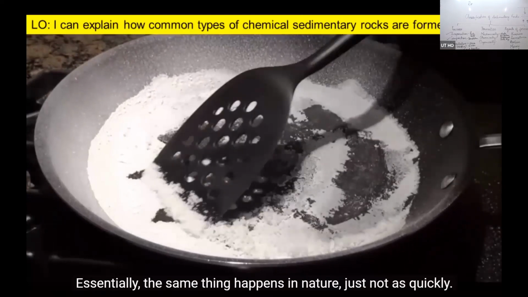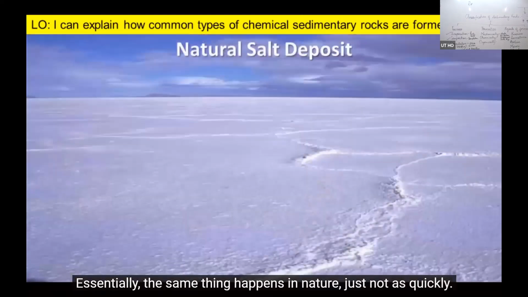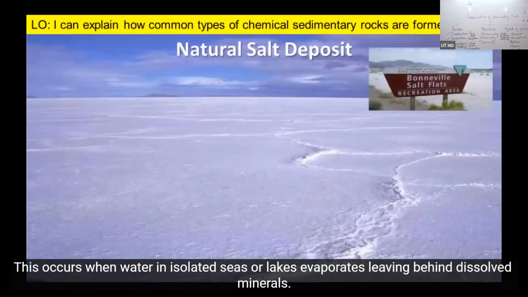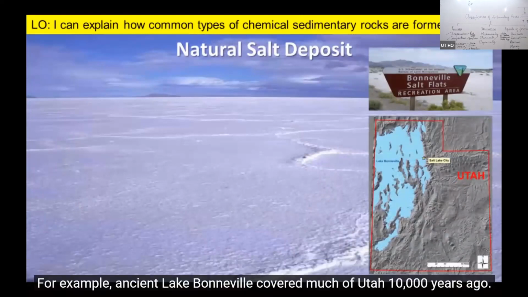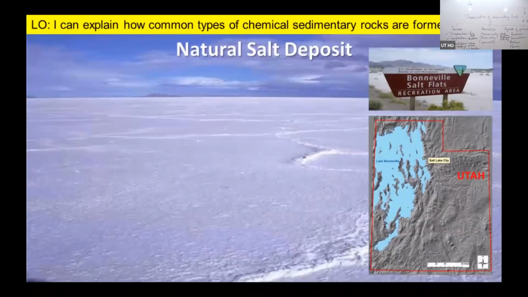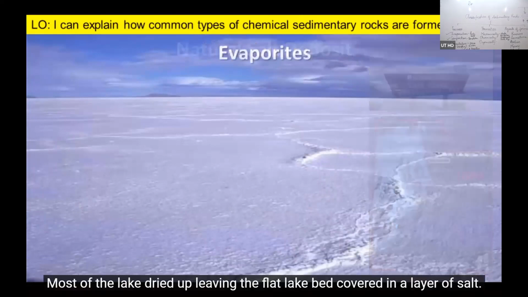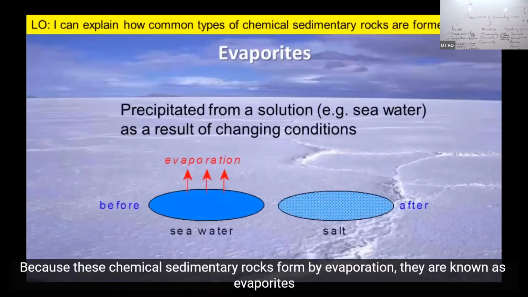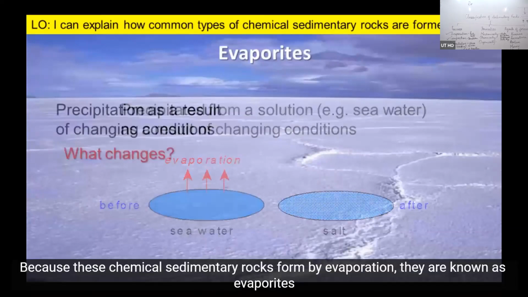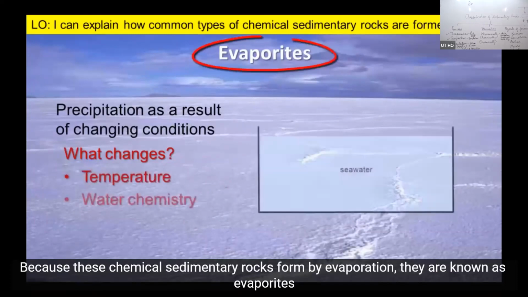Essentially, the same thing happens in nature, just not as quickly. This occurs when water in isolated seas or lakes evaporates, leaving behind dissolved minerals. For example, ancient Lake Bonneville covered much of Utah 10,000 years ago. Most of the lake dried up, leaving the flat lake bed covered in a layer of salt. Because these chemical sedimentary rocks form by evaporation, they're known as evaporites.